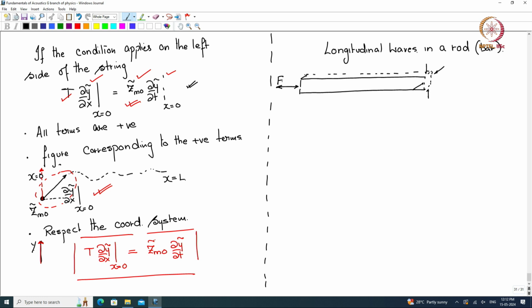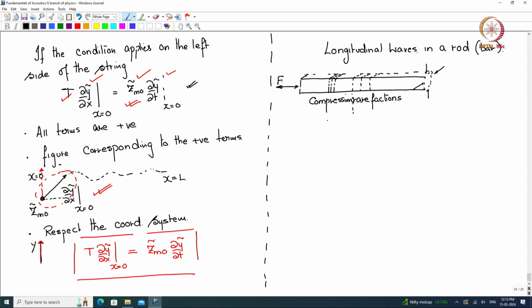Okay, oscillatory manner, and so there will be now regions of compression. There will be regions of compression and there will be regions of rarefaction or expansion. Okay, these are rarefactions. And these are regions of compression.